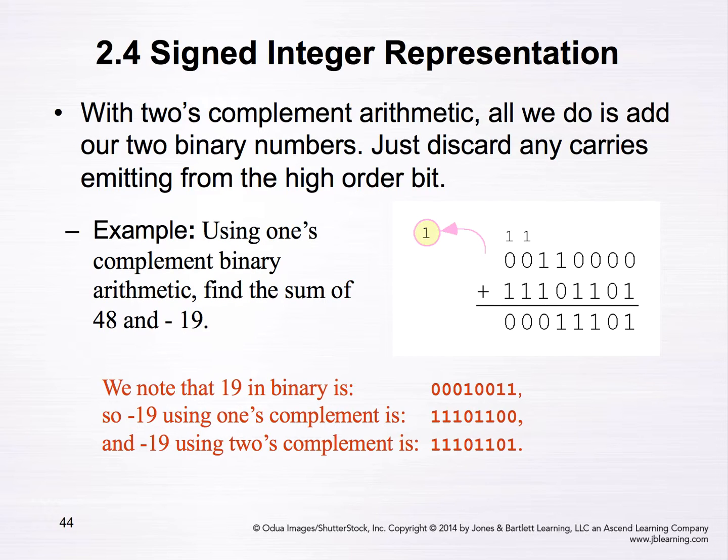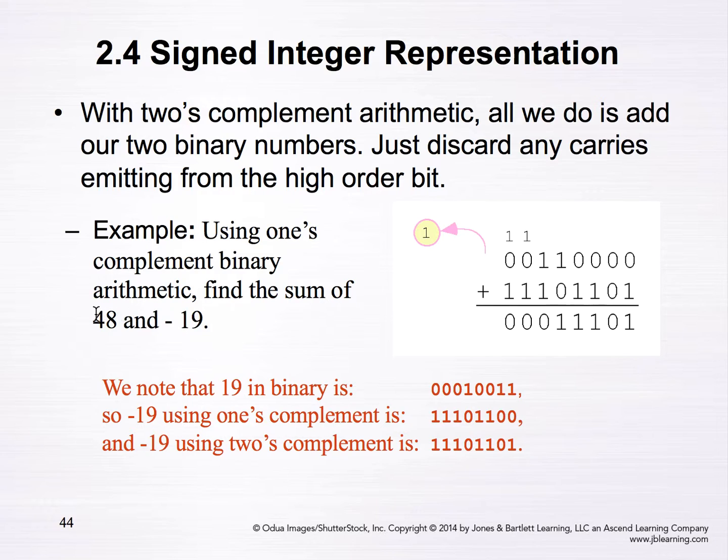With two's complement arithmetic, all we do is add two binary numbers together and discard any carry emitting from the high-order bit. So here's an example. Assume we are using two's complement binary arithmetic to find the sum of 48 and negative 19.